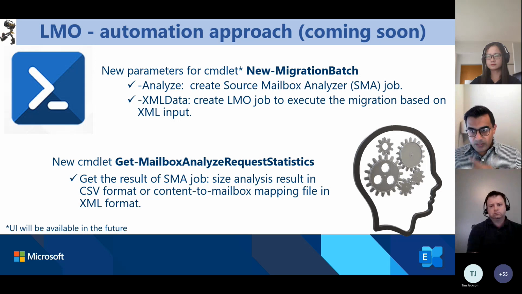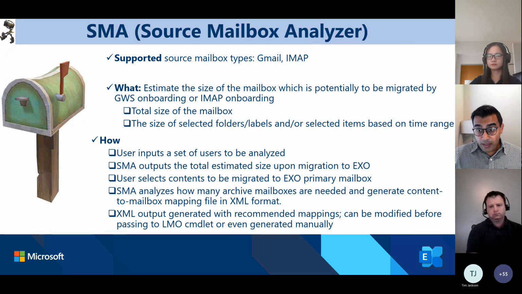Get-MailboxAnalyzeRequestStatistics is a new commandlet. This gets you the output of the new migration batch analyze command. Once you have the output, you format it however you want, and then you can pass it through New-MigrationBatch with XML data. And then it's automated from there on. This is again a commandlet; we want to put the UI out as soon as possible. So I'm going to skip through this. When I turn the preview on, you can go back and look at it.